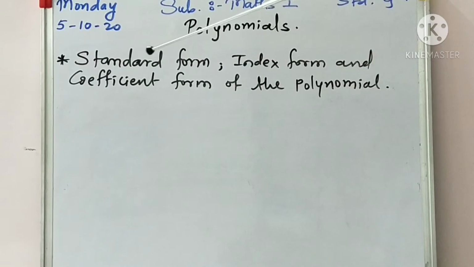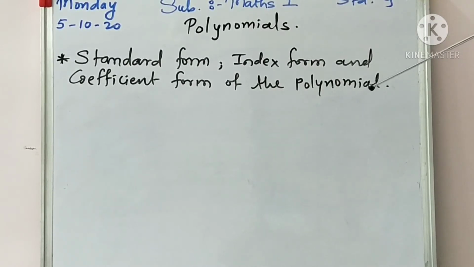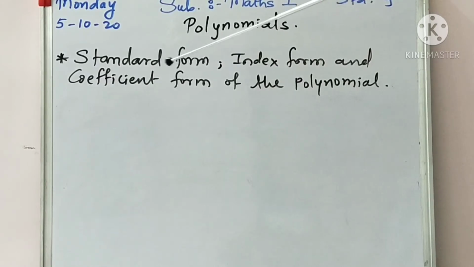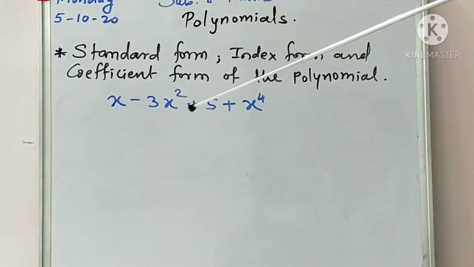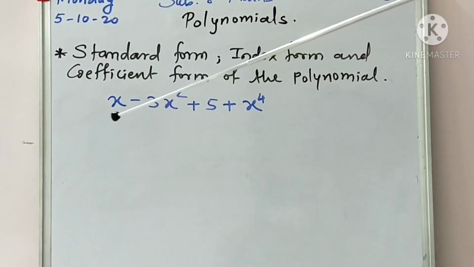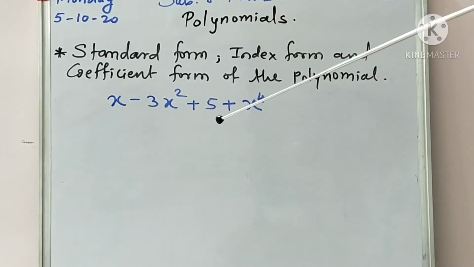Okay, now the next topic is standard form, index form and coefficient form of the polynomial. Okay, so let me see the meaning of standard form, index form and coefficient form using one example. Okay students, so here I write down one polynomial as x minus 3x square plus 5 plus x raised to 4.